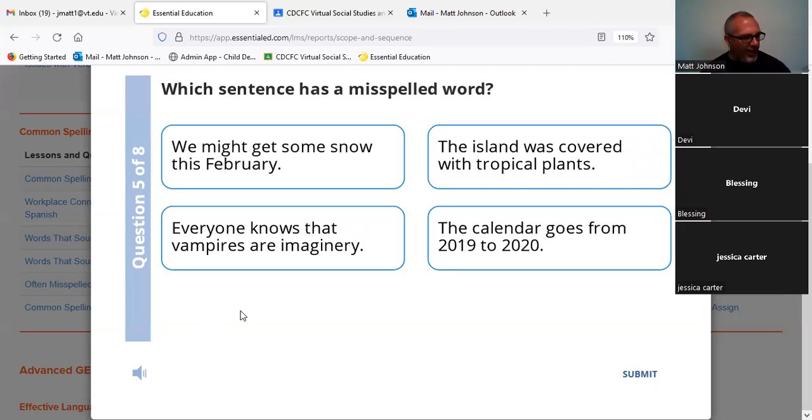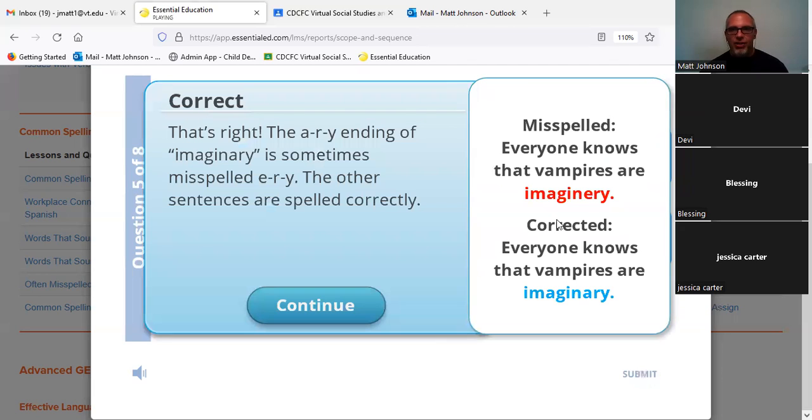Our next one. So everyone knows that vampires are imaginary. So imaginary, as we talked about earlier, is going to be spelled IMAGINARY. Another good example, between, you spell it the wrong way and you still say imaginary, or you spell it the right way and it's imaginary. There's very little difference in that ERY sound that we can pick up on. So imaginary, NARY.